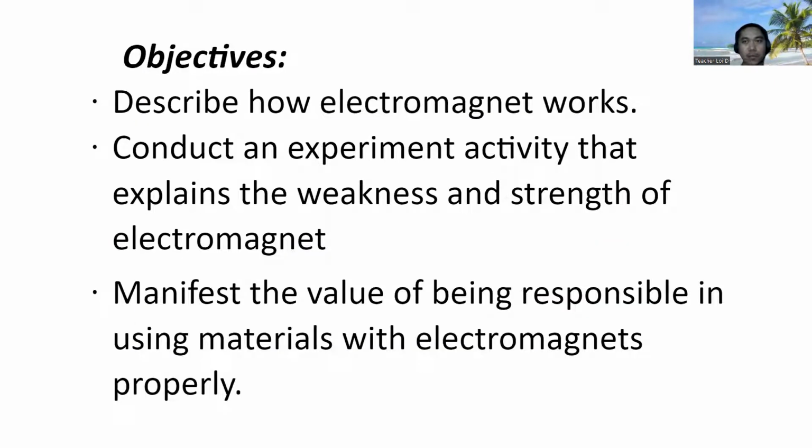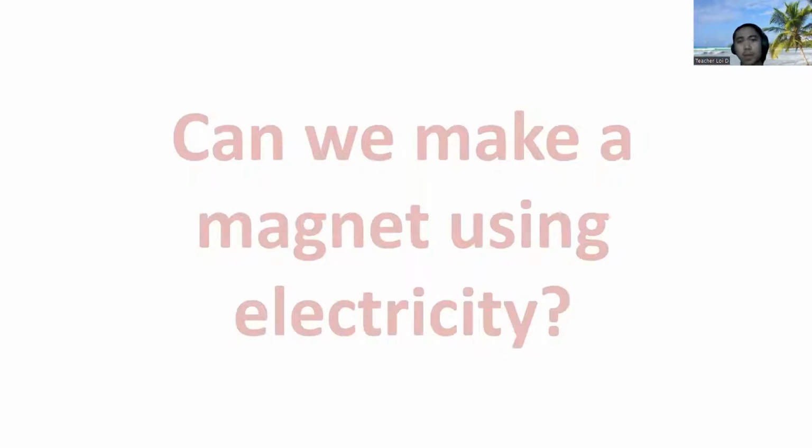So these are the objectives. Describe how electromagnet works. Conduct an experiment activity that explains the weakness and strength of electromagnet. Manifest the value of being responsible in using materials with electromagnets properly. Can we make a magnet using electricity?